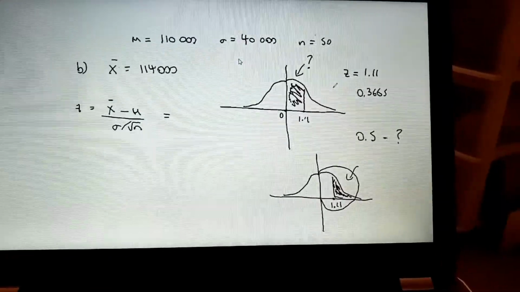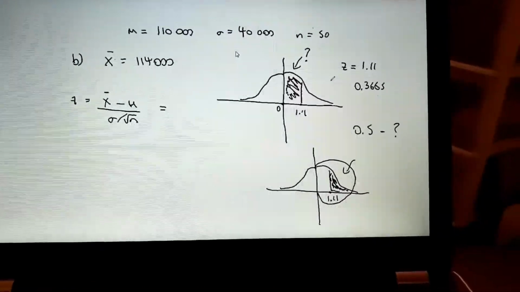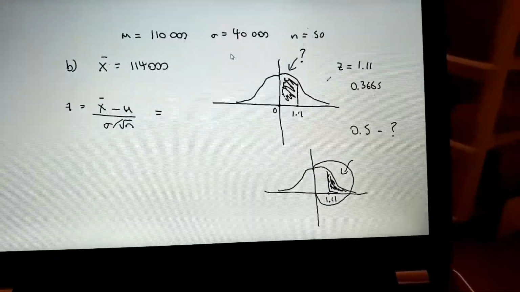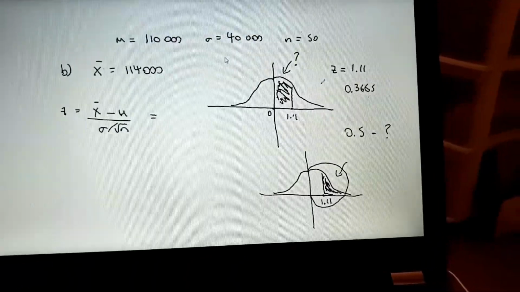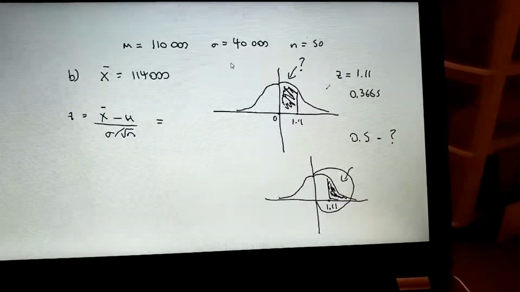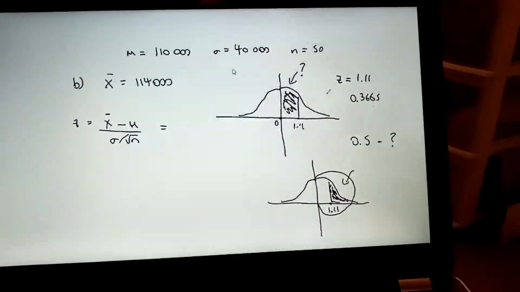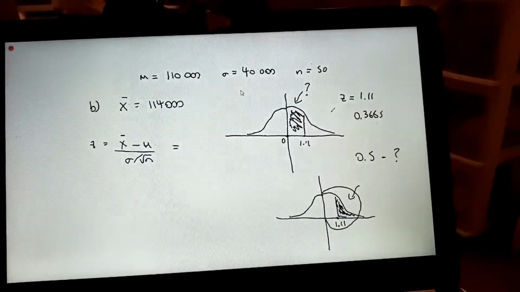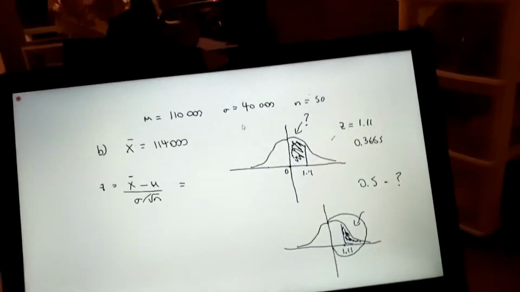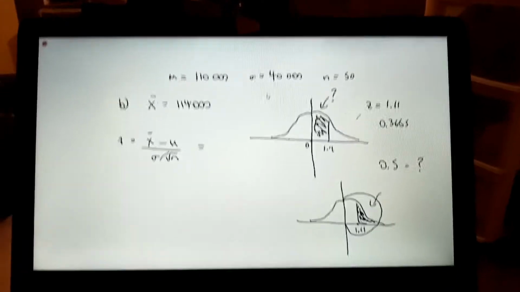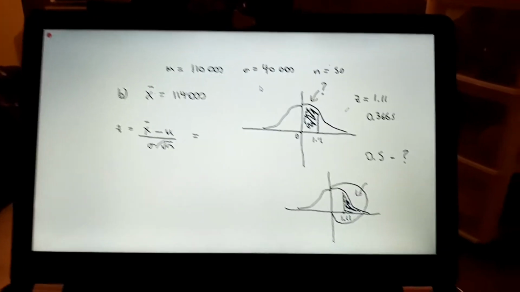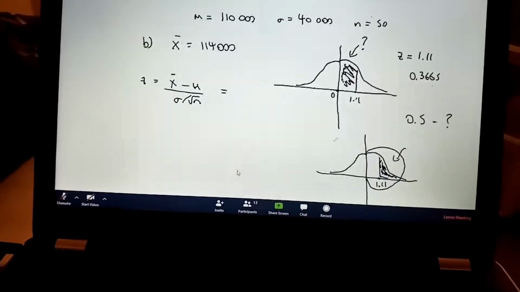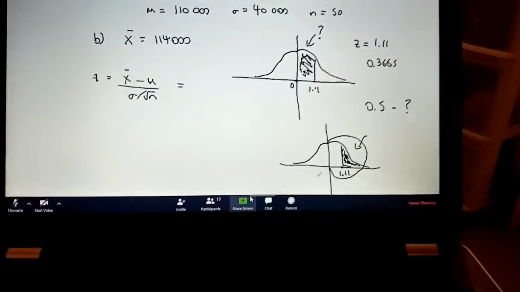Sorry, go ahead. How did you get 1.11? Like, how did you get to that number? Oh, that number was just an example. Just a random value, just for illustration. When we do the actual full questions, then I'll show you how to get to the particular Z values. This was just for illustration, so don't worry about the 1.11 part too much.